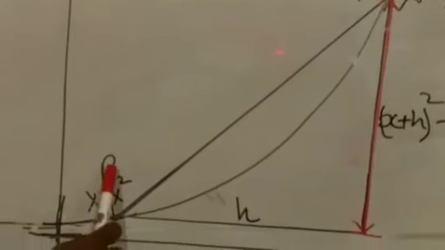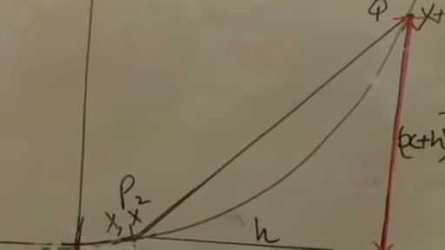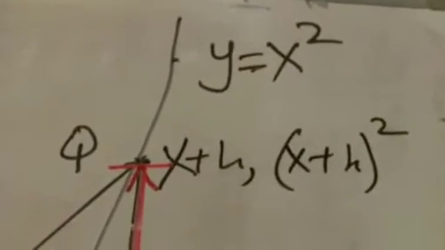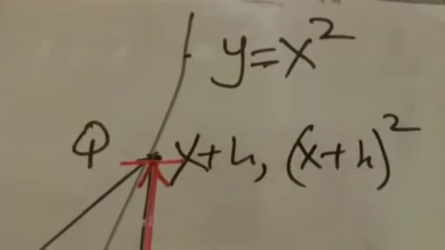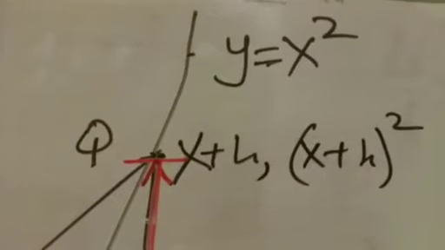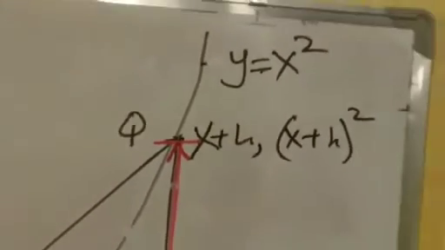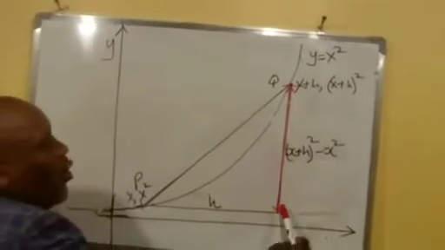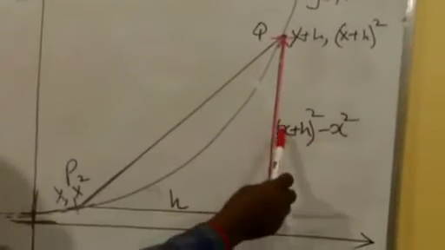We have a point here, P, which has x on the x coordinate and x squared on the y coordinate. And on the point Q, because we are introducing a small change we are calling h, we are going to have x plus h on the x coordinate, and also (x plus h) squared on the y coordinate. Now, there is going to be a change on the y axis, and that change is going to be (x plus h) squared minus x squared.